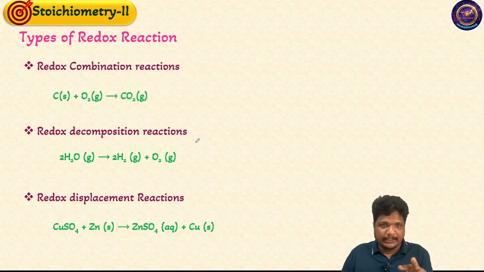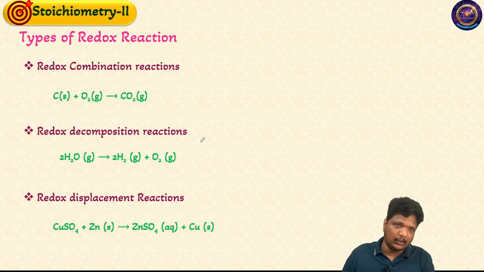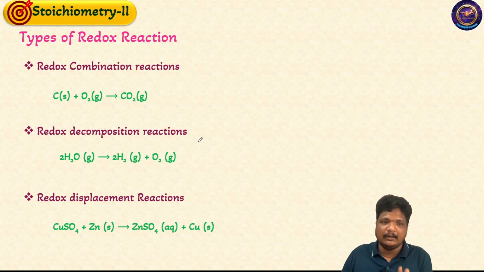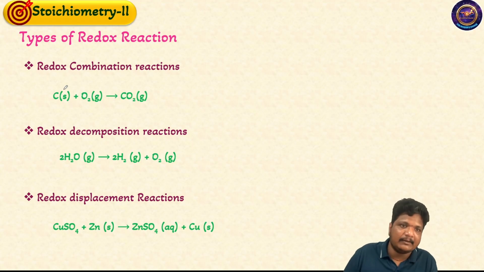ఓకే, సో 2 స్పీసీస్ కలిసి ఒక ప్రొడక్ట్ని ఫామ్ చేసినప్పుడు దాంట్లో లాస్ ఆఫ్ ఎలక్ట్రాన్స్, గెయిన్ ఆఫ్ ఎలక్ట్రాన్స్ జరిగితే, అంటే రిడక్షన్ ఆక్సిడేషన్ రెండూ జరిగితే దాన్ని రిడాక్స్ కాంబినేషన్ రియాక్షన్ అని చెప్తాం. సో ఇక్కడ చూడండి, కార్బన్ విచ్ ఇస్ ఇన్ సాలిడ్ స్టేట్ విచ్ ఇస్ హ్యావింగ్ 0 ఆక్సిడేషన్ స్టేట్.